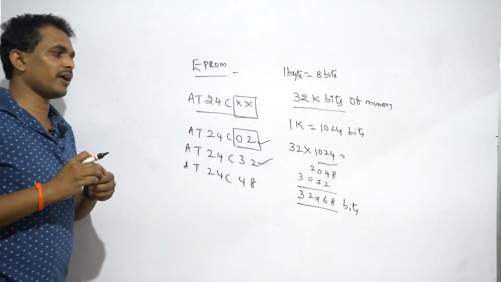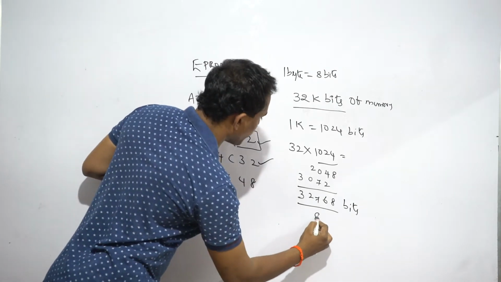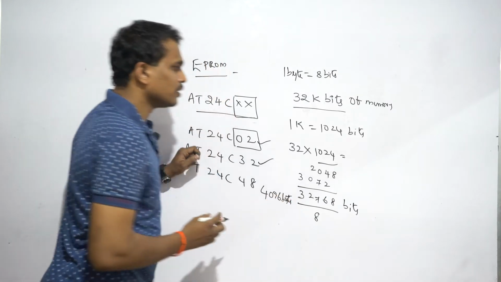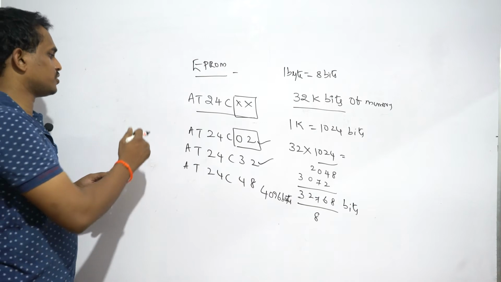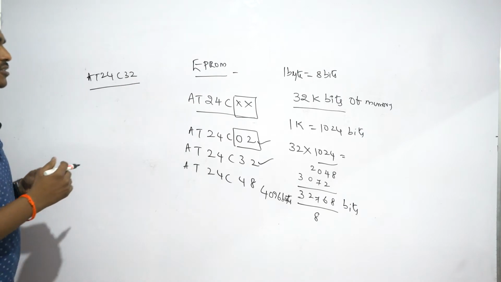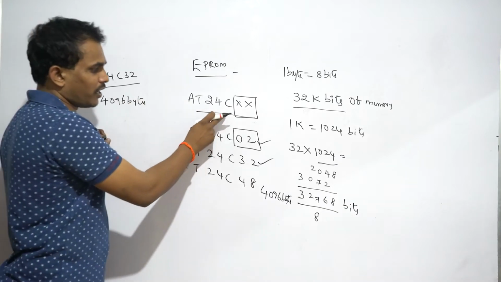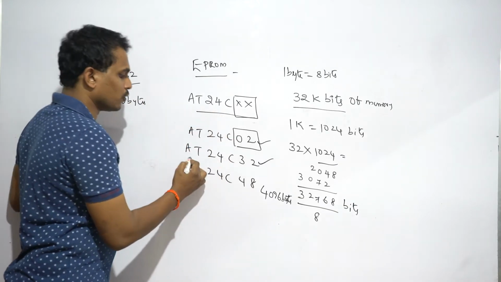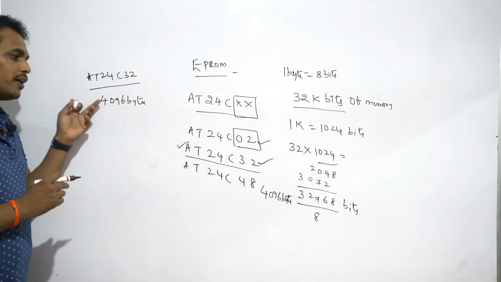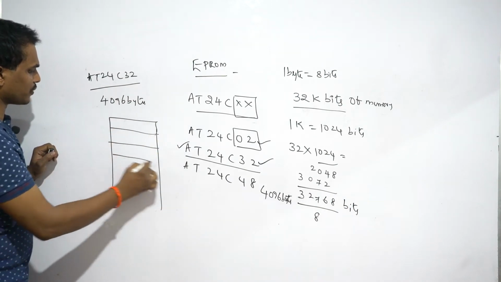Whenever you want to tell the number of locations available from this device, you just have to divide by 8, then you will get 4096 bytes. So for this memory organization of the AT24C32 device, how many locations are available? Total 4096 bytes. These memory calculations are required whenever people give this series. So this is the internal memory construction of your device.